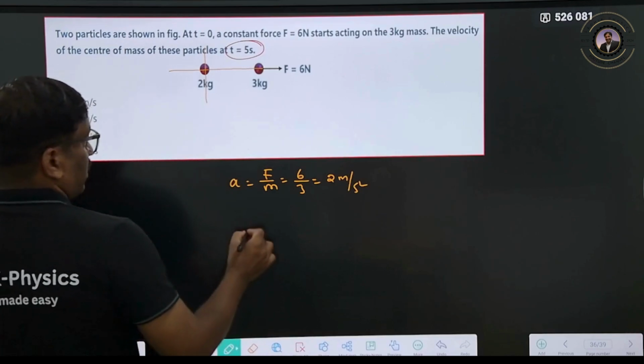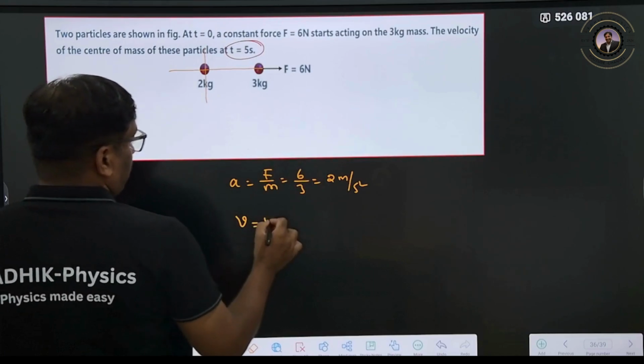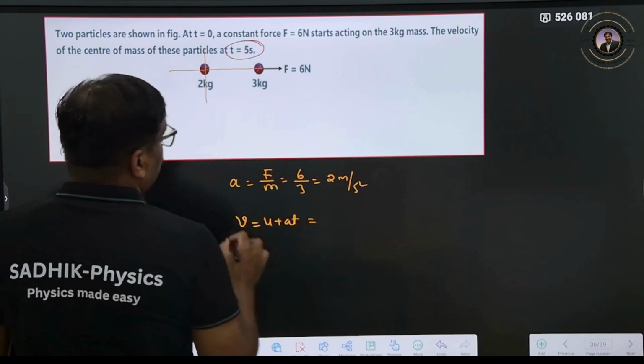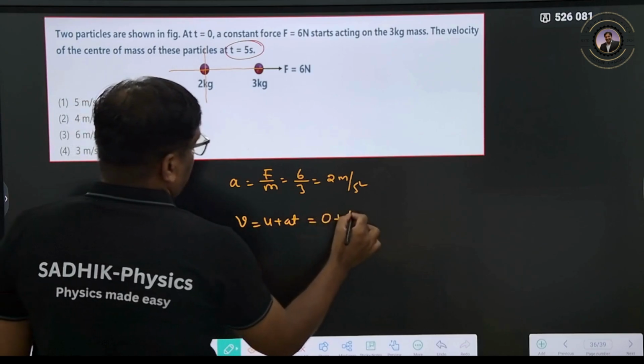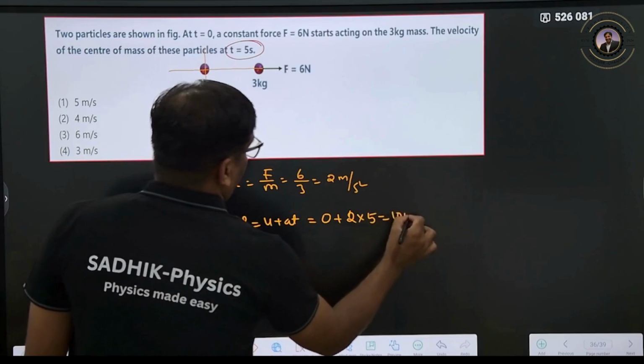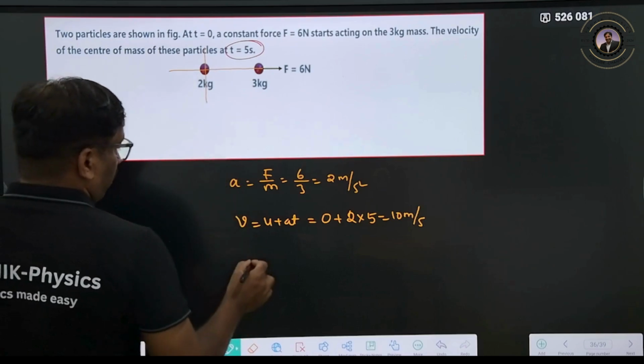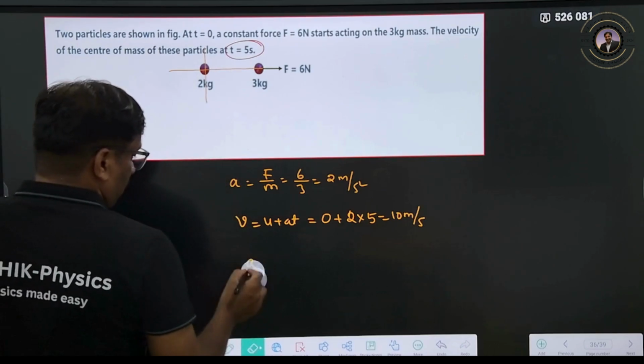What will be the velocity after a certain time, with initial velocity zero? v is equal to u plus at. u is 0, plus 2 into 5, therefore 10 meters per second. So this one is not moving, now the velocity of the center of mass.